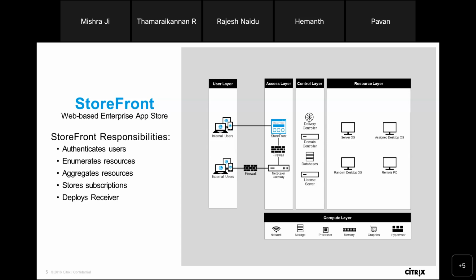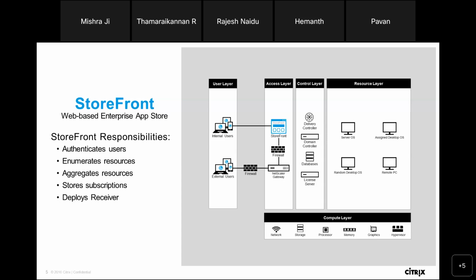Next, enumerates resources. Once authentication is done, enumerating resources means that the applications and desktops the user is a member of are displayed as icons on the StoreFront page. That's called enumerating the resources requested by the user. Aggregate resources means that when the user clicks on an application or desktop, the session is connected from the VDA server. The appropriate server is connected to the back-end resource layer by the Citrix Delivery Controller.